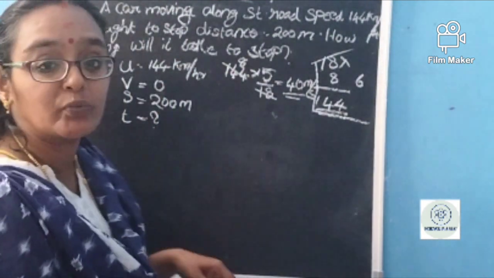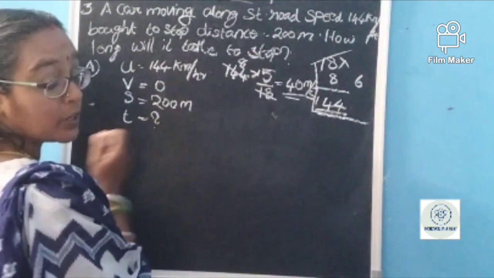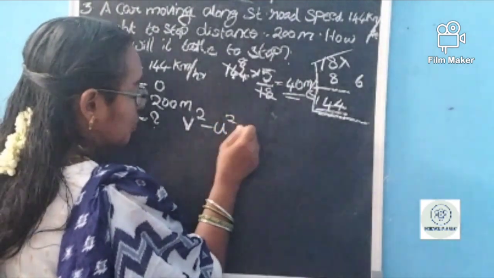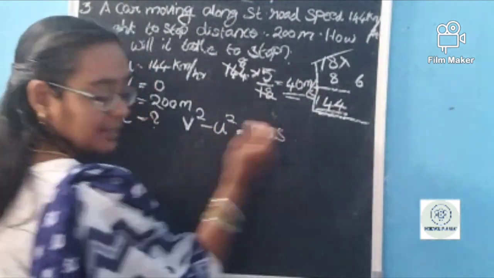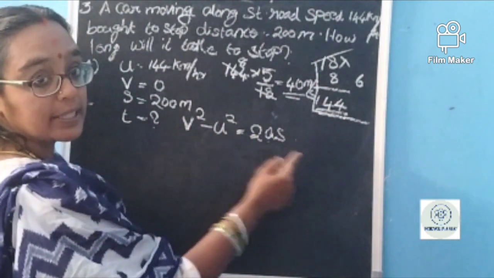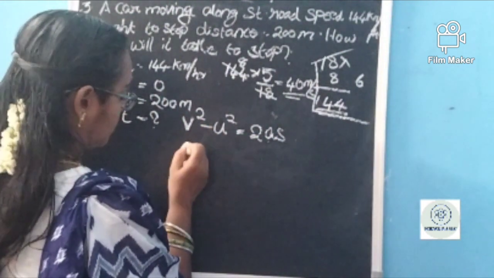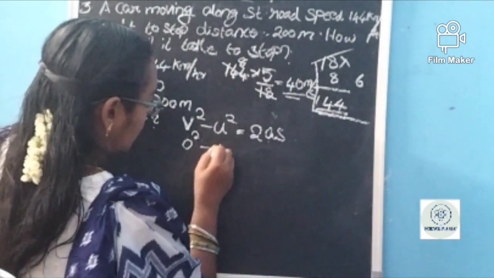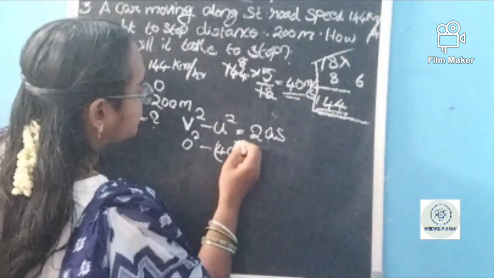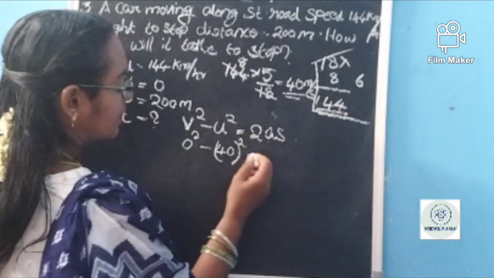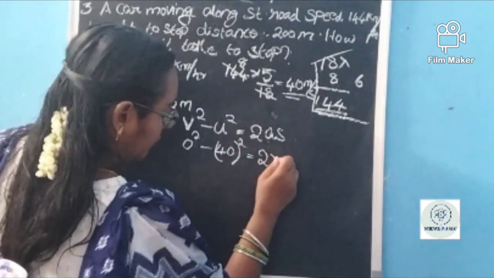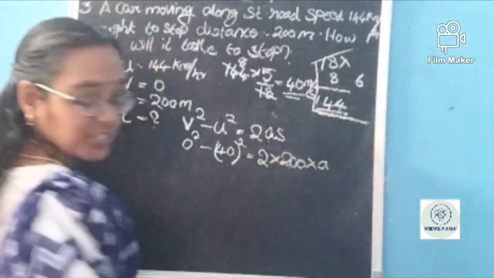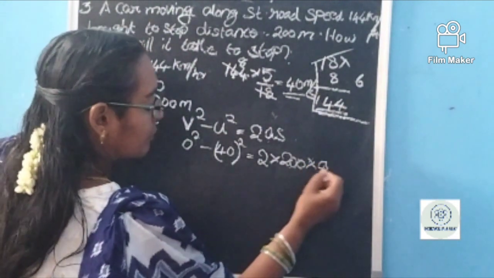So initially we have to find out A. What is the equation we have to apply for that? V square minus U square is equal to 2AS. Other than A, all the things we know. Isn't it, ma? V is equal to 0. So 0 square minus U square. What is U here? 40. 40 square is equal to 2 into 200 into A, right? Okay.